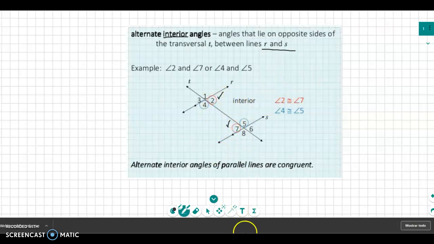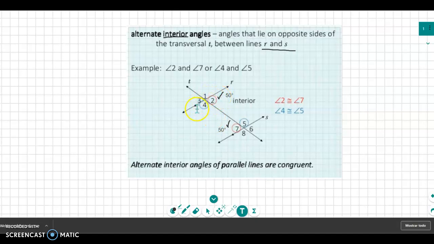For example, if angle 2 is 50 degrees, then angle 7 will also be 50 degrees. They are interior because they are inside the parallel lines. Angle 2 is below the parallel line R and angle 7 is above the parallel line S. So 2 and 7 are alternate interior angles. On the other hand, we have angle 4 and angle 5, which are also alternate interior.